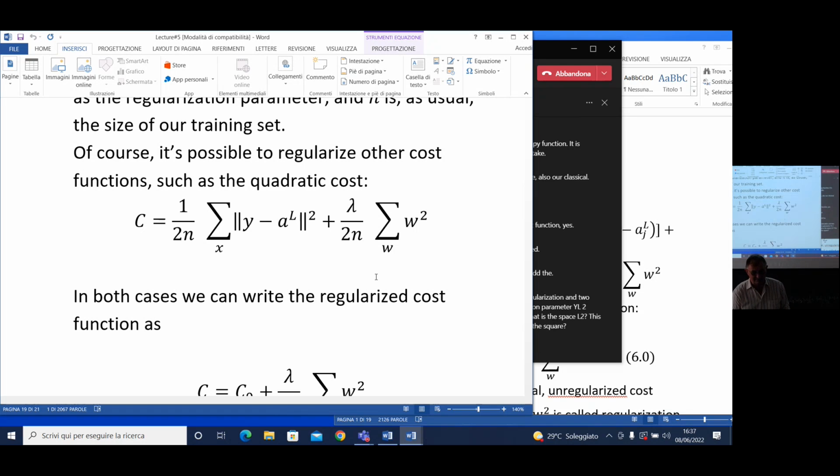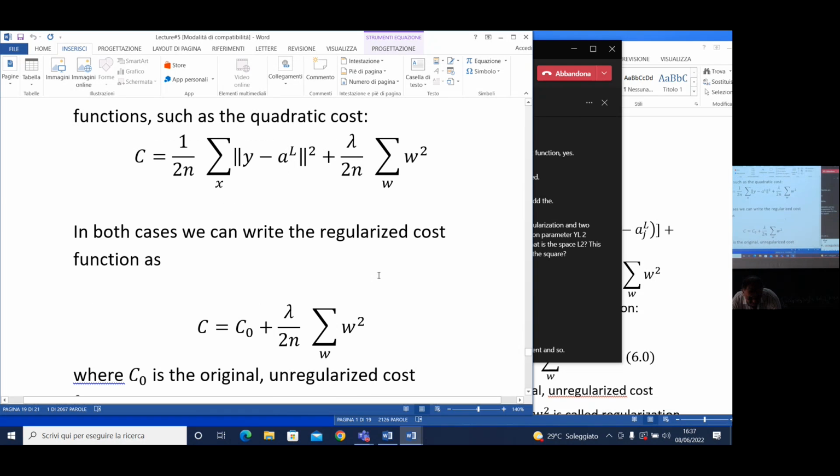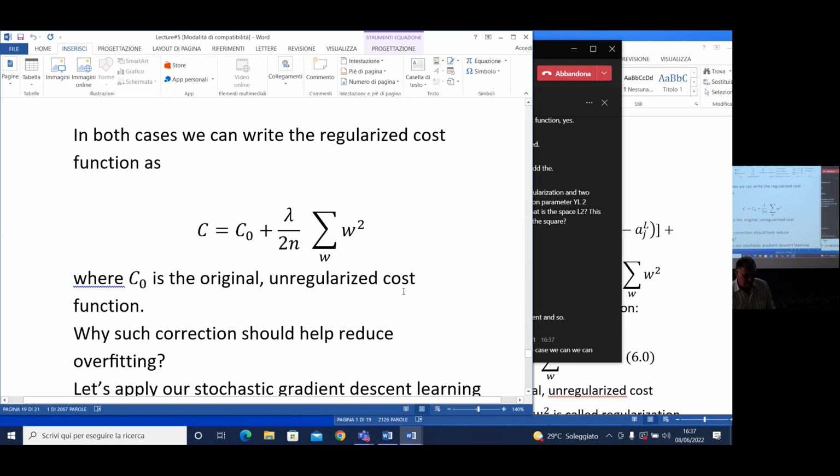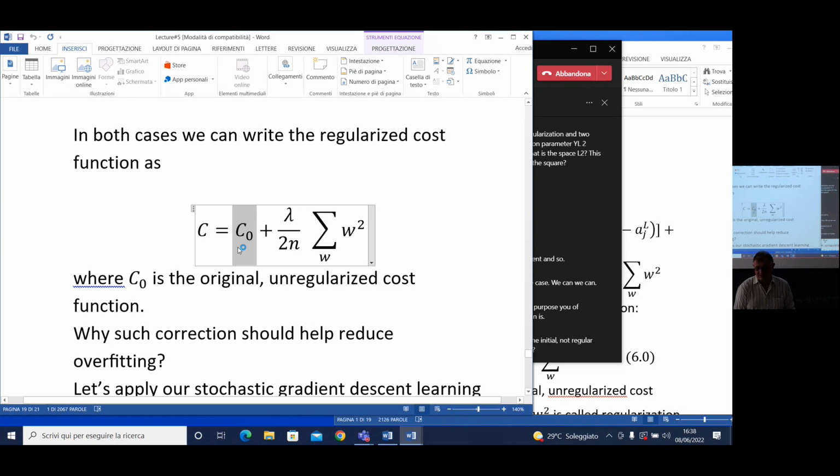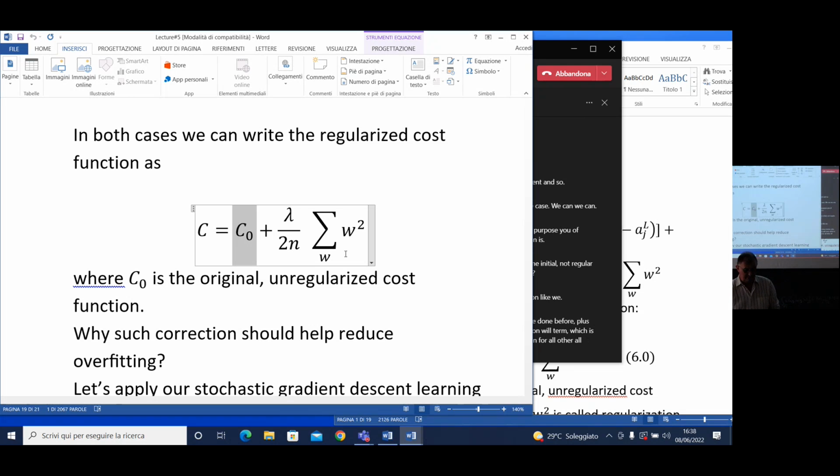Yes, L1 is the norm of some element, and so in both cases, we can write the procedure of regularization as the sum of the initial not regularized cost function, like we considered before, plus the regularization term, which is common for all possible forms of the cost function.